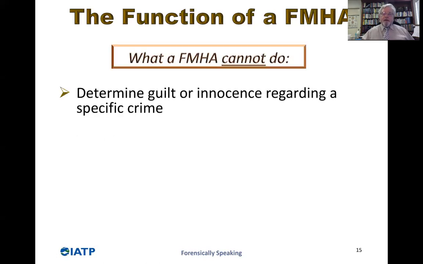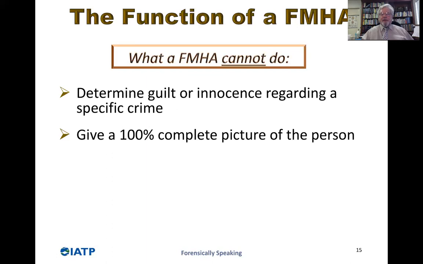Now, what a forensic mental health assessment cannot do: 2 things. Number one, and oftentimes I will even include this in my report, it does not determine guilt or innocence regarding the specific crime that has been alleged.